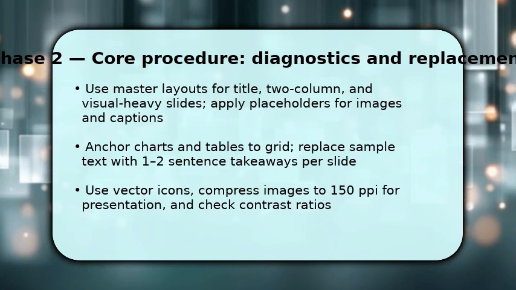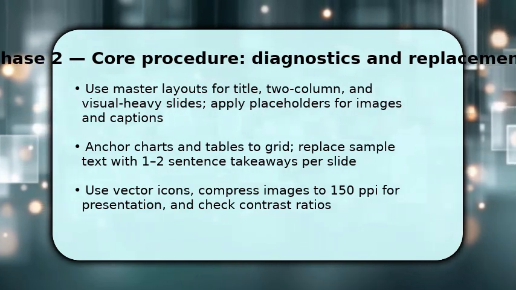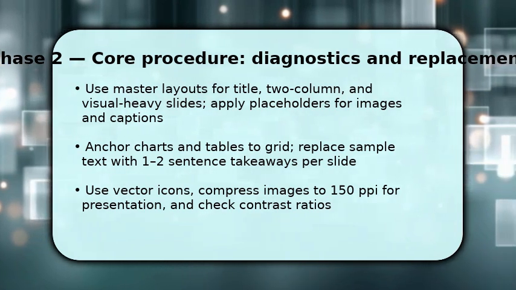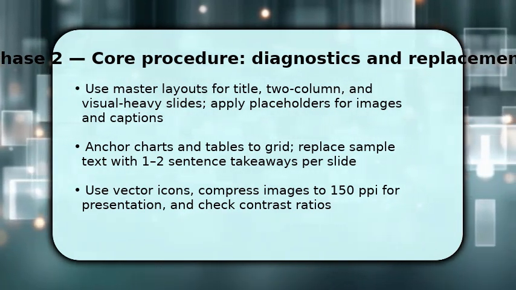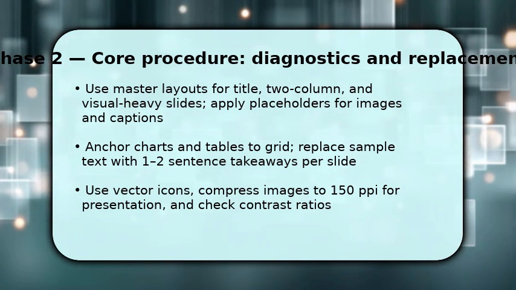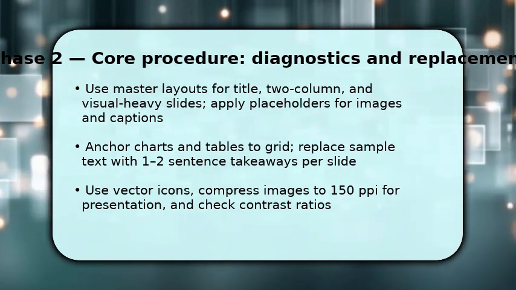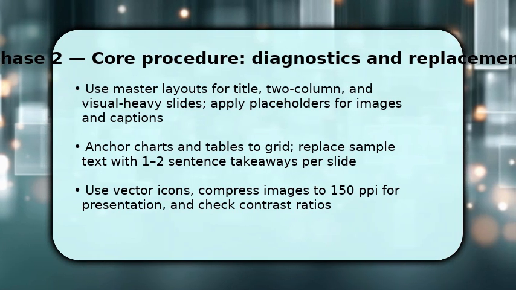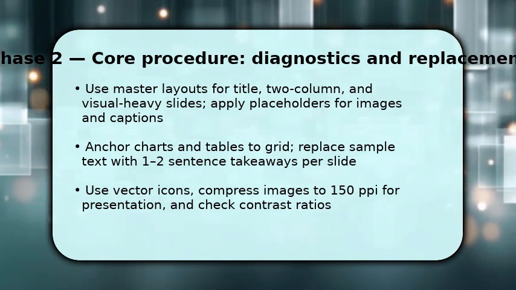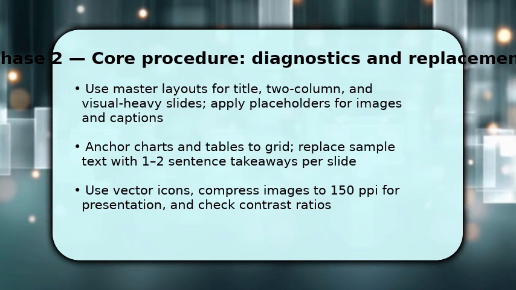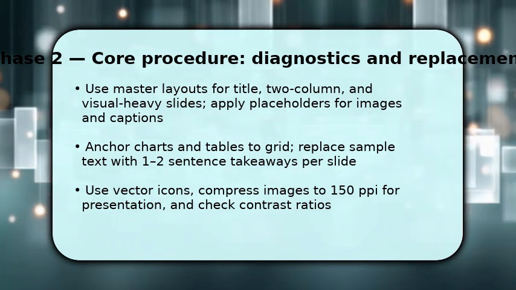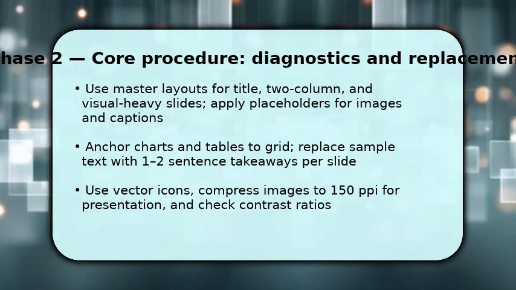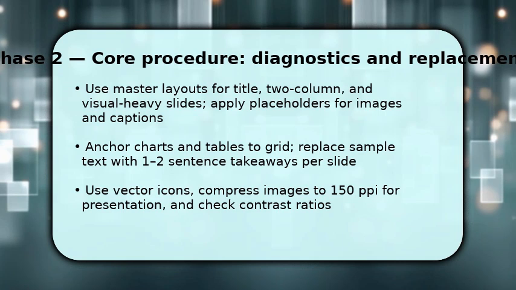Now focus on execution. Create master layouts for titles, two-column content, and data-dense visuals, and place standardized placeholders so you can swap content without breaking alignment. Populate slides with concise 1-2-sentence takeaways, not paragraphs, and anchor charts to the grid to keep spacing perfect across screens. Use vector icons for scalability. Compress images to about 150 ppi for smooth performance, and verify contrast so text remains legible in any room lighting.